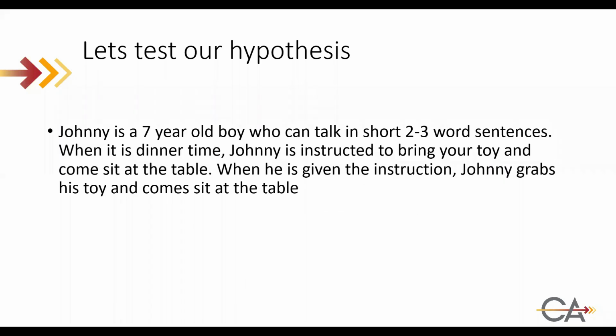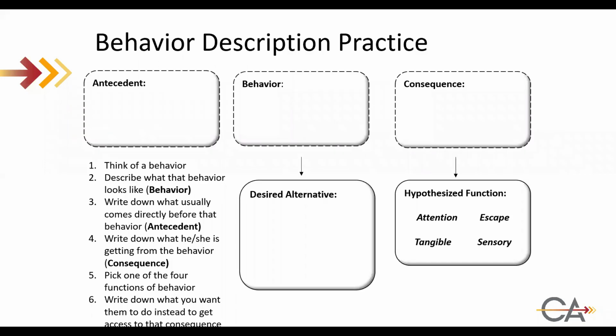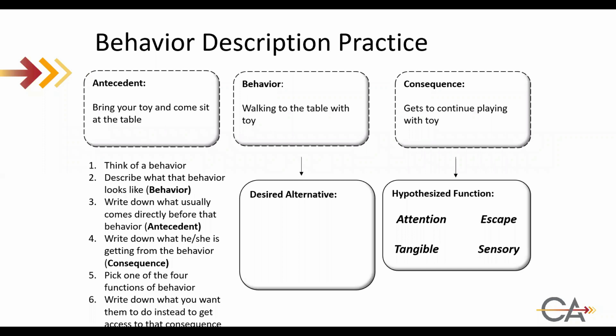So let's test that hypothesis. Johnny is a 7-year-old boy. He could talk in short 2 to 3 word sentences. When it is dinner time, Johnny is instructed to bring your toy and come to the table. So this time we added "bring your toy." We're testing to see if it's escape maintained. When he's given the instruction, Johnny grabs his toy and comes and sits at the table. So our antecedent, this time, we added bring your toy and come sit at the table. He walked to the table with his toy. The consequence was he got to continue playing with his toy.